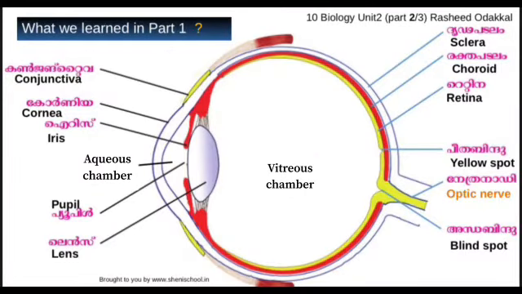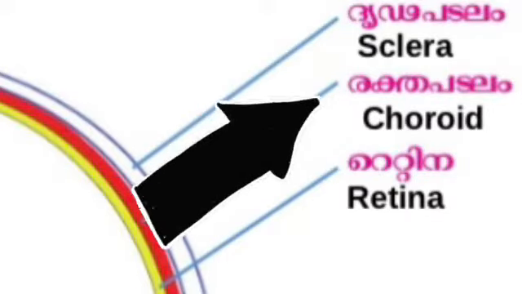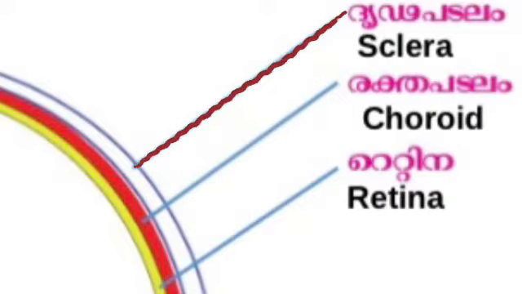First of all, let us learn about the layers of the eye. The eye is made up of three layers: sclera, choroid and retina. We will start from the sclera, the outermost layer of the eye. Next is the middle layer, choroid. The innermost layer is the retina. Once more, the outer layer sclera, middle layer choroid and inner layer retina.